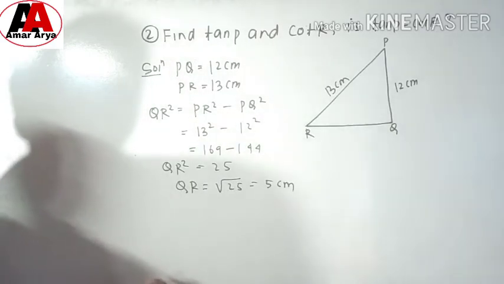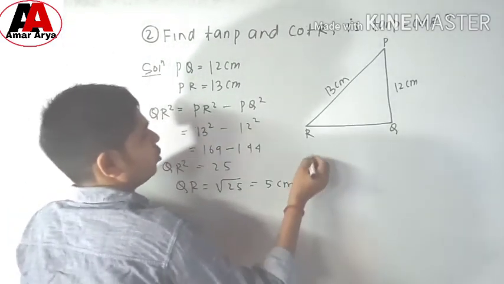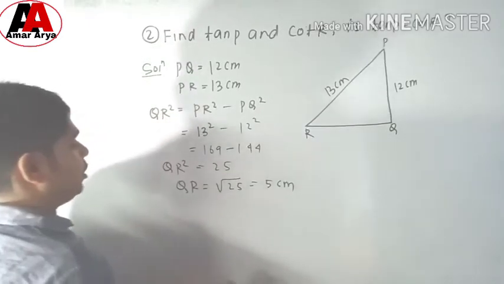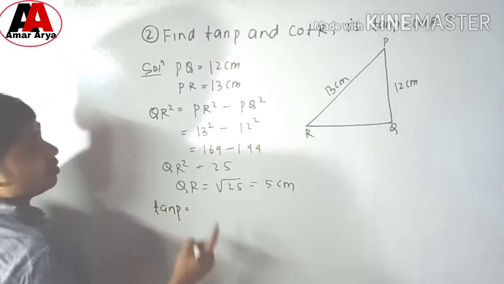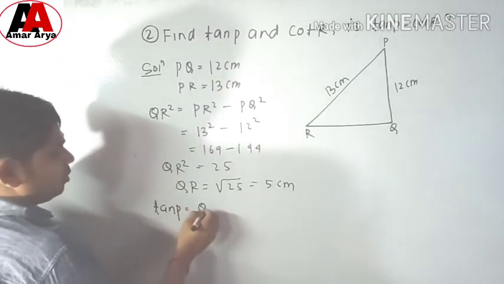Next we need to find tan P and cot R. We need to check whether tan P equals cot R. So first of all, here is tan P. Tan P means, you can see, this is QR by PQ.